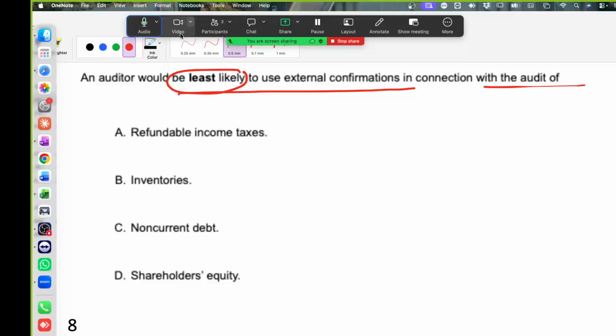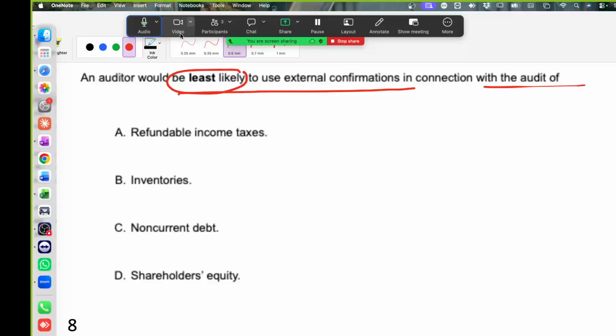Least likely. Is it D, sir? Because shareholder equity should not be confirmed. No, they should. Inventories, because inventories may be held by third parties.